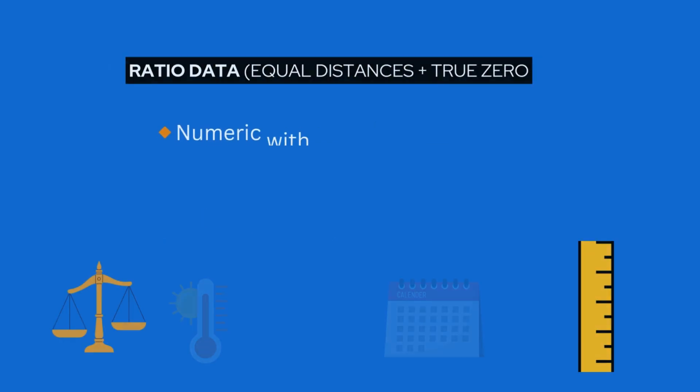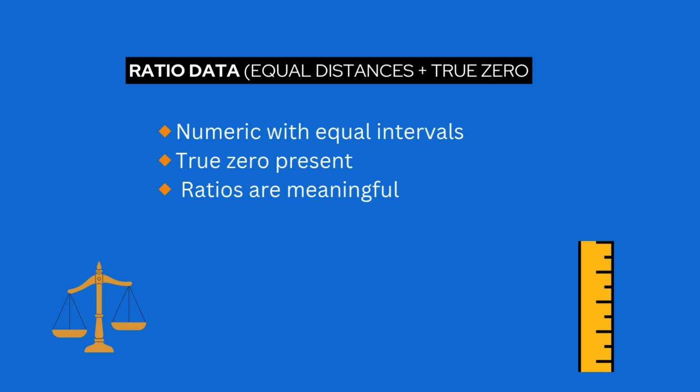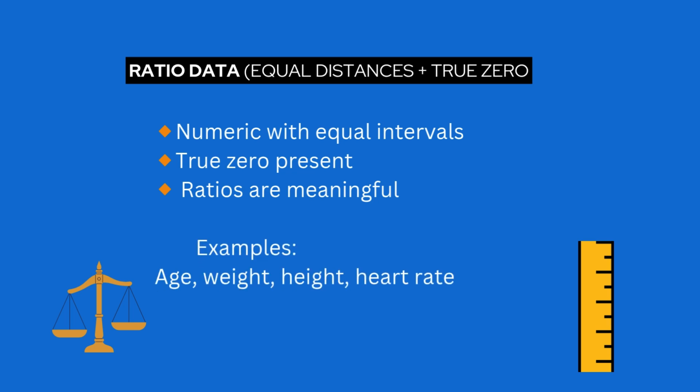Finally, we have the ratio data. This is the most complete scale. Ratio data have equal intervals and also a true 0 point. We can do all kinds of maths including ratios. Examples include height, weight, age, and distance traveled, where 0 actually means none of the thing we are measuring. For example, 0 kg really means 0 weight, and 20 kg means twice as much as 10 kg. That is what a true 0 gives you.